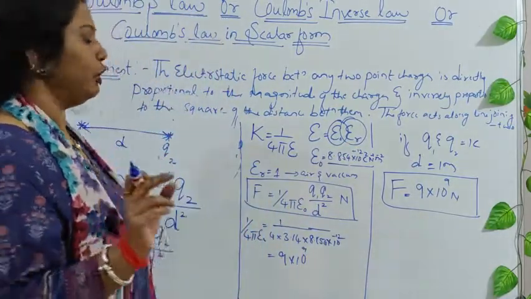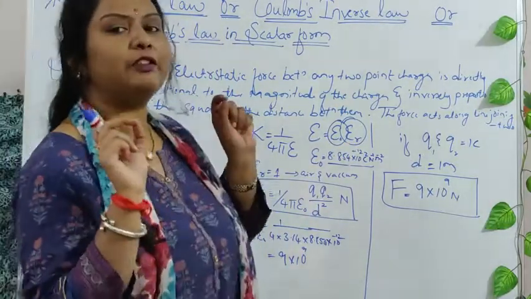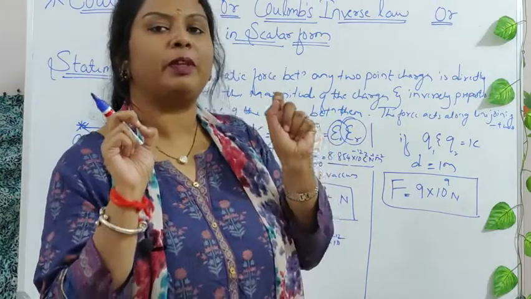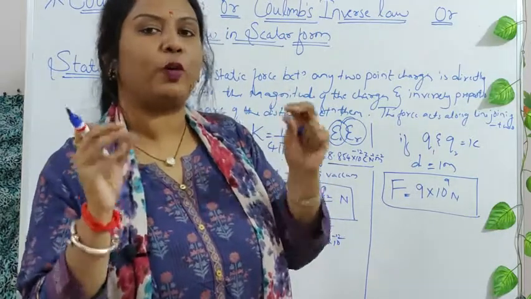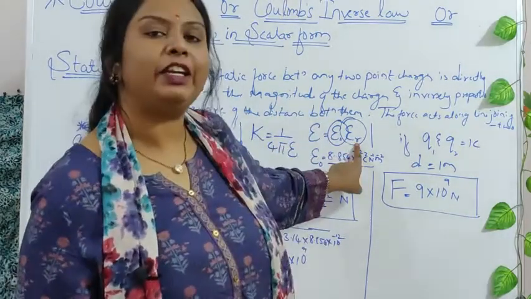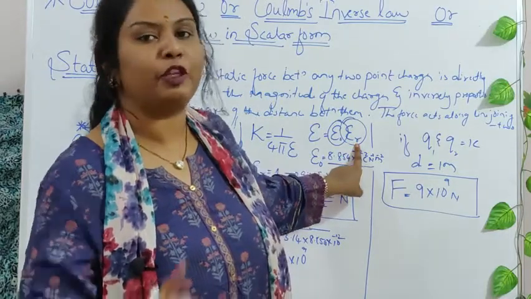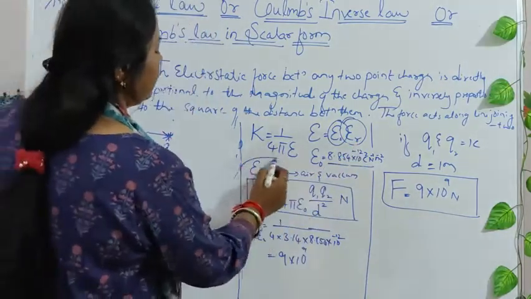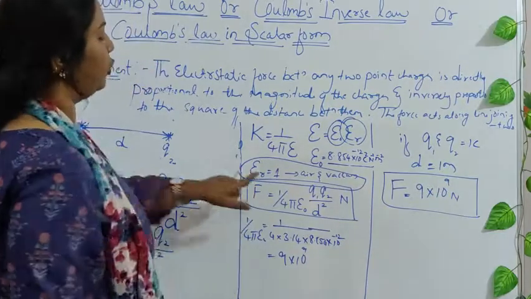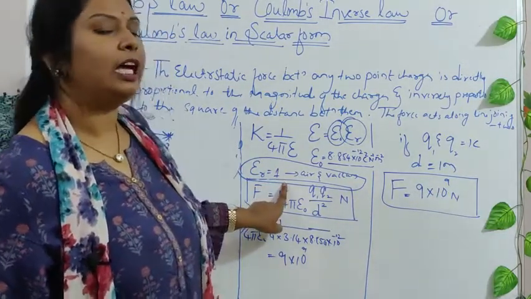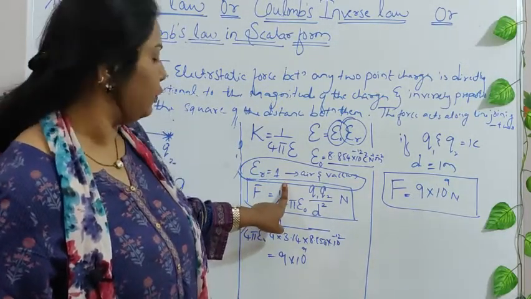For example, if these two charges are placed in free space, meaning air or vacuum, then the relative permittivity for that particular medium will be 1. Right? The relative permittivity of air and vacuum, epsilon r, will be equal to 1. Then how do you represent the force equation now?